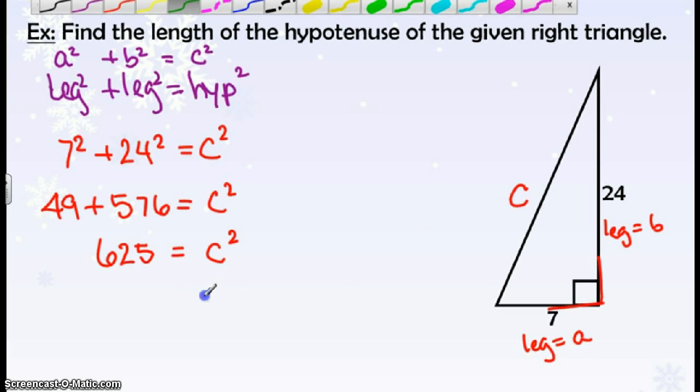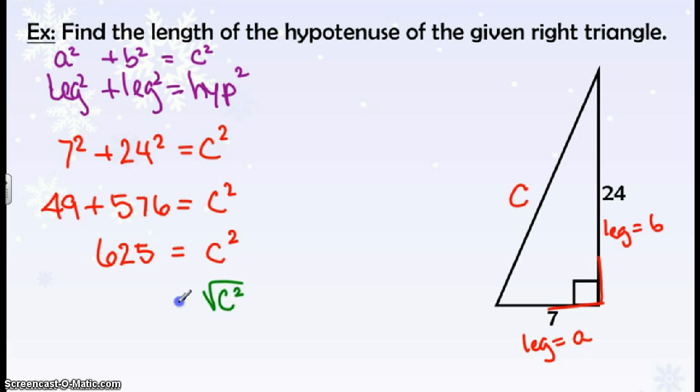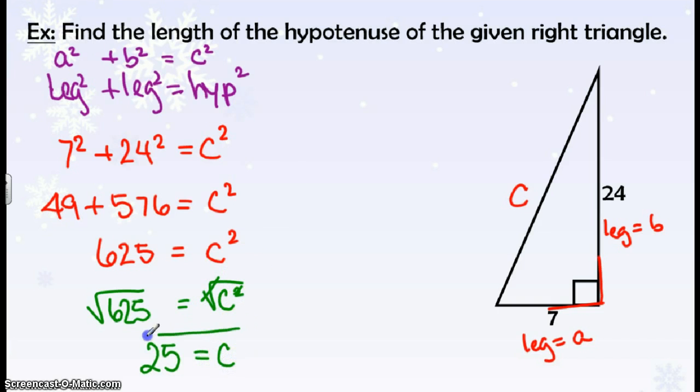So let's do that. We'll take the square root of c squared and we'll take the square root of 625. Since it's an equation, you have to do it to both sides. Square root of 625, that's a perfect square. So 25 equals c, and the square root and square cancel out. So our hypotenuse is 25.